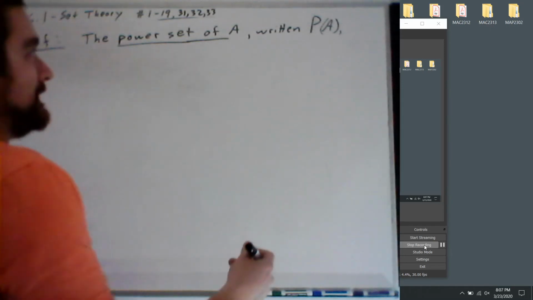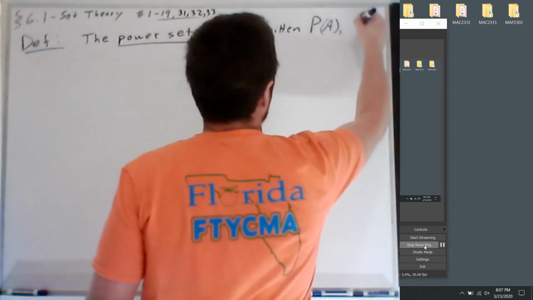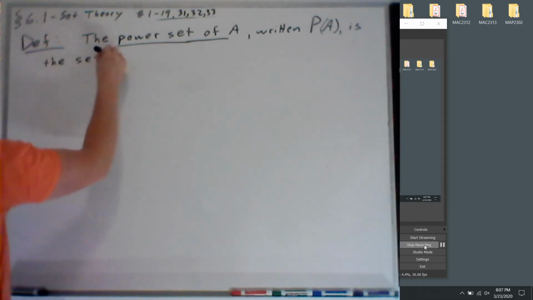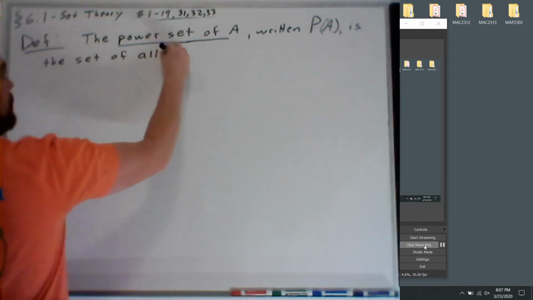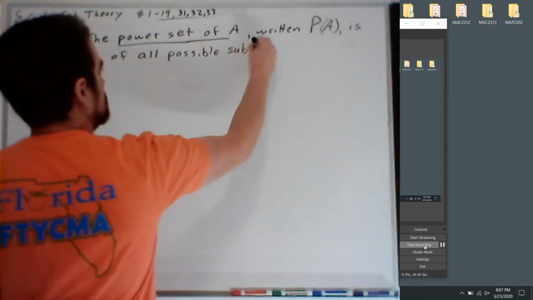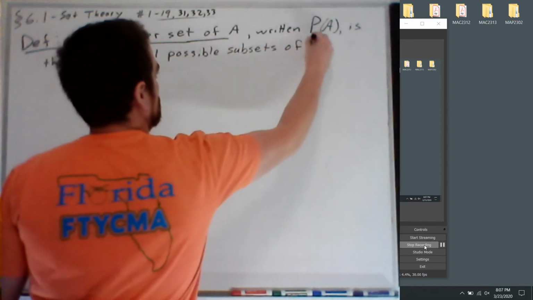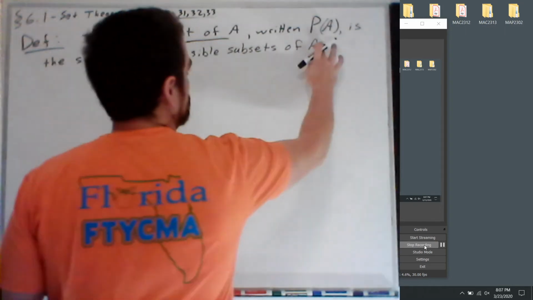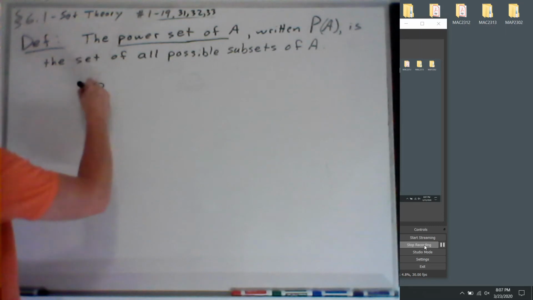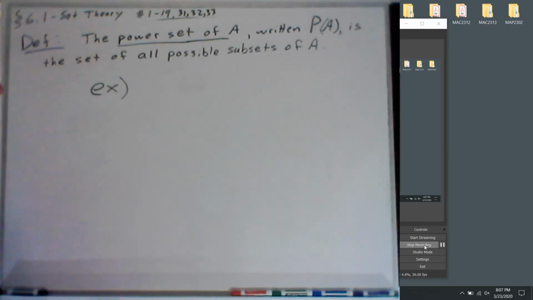And that power set P of A is the set of all possible subsets of A. And I think this one's good to just kind of lead with an example. Let me show you what I'm talking about.